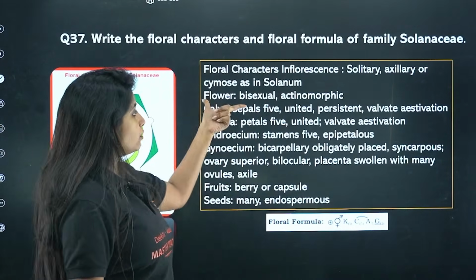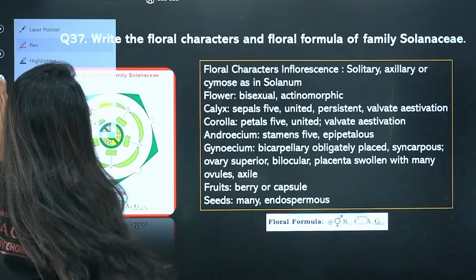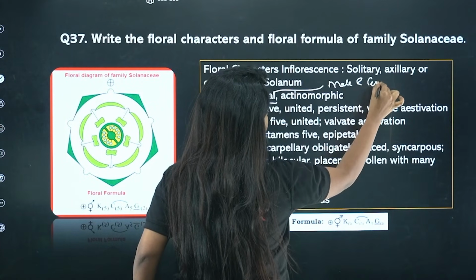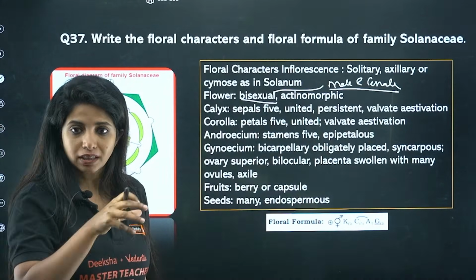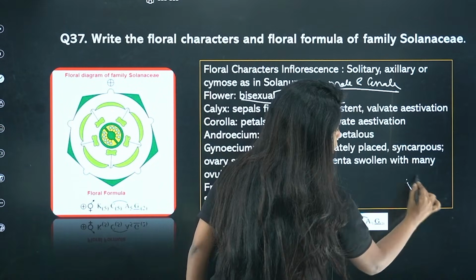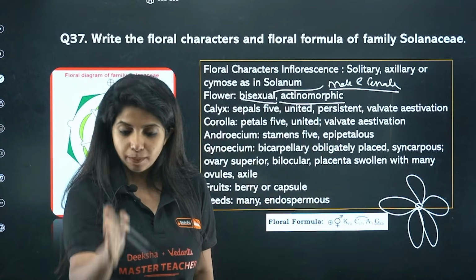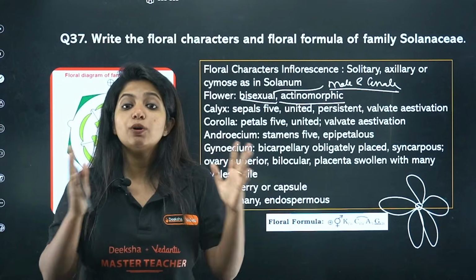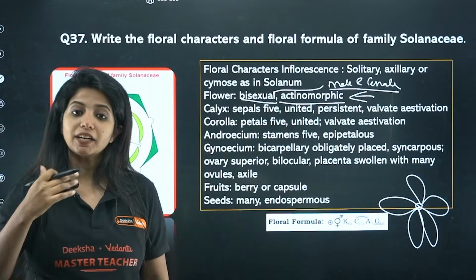Now flowers, if you talk about flowers, they are bisexual in nature. Bisexual basically means that it has both the sexes, male as well as female. So male and female parts are both there in the flower. Now they are actinomorphic. What do you mean by actinomorphic? If you cut the flower in any particular plane, it will give rise to equal halves, and that is what you mean by actinomorphic nature.